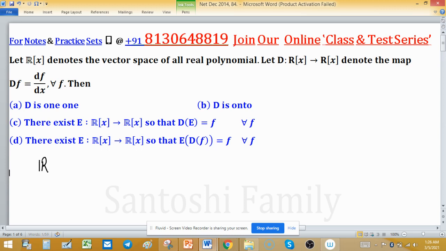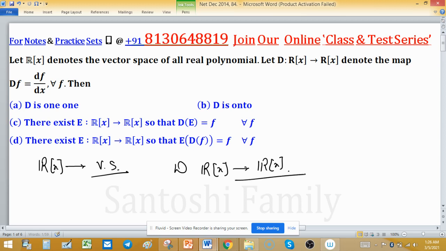As we know that R[x] is a vector space, and this is also given, this is a vector space of all real polynomials, and D is defined from vector space R[x] to R[x]. You can check whether this is a linear transformation or not, but I am not verifying that here. And D is sending the image of f as the derivative of f. This is true for all domain points or domain inputs.